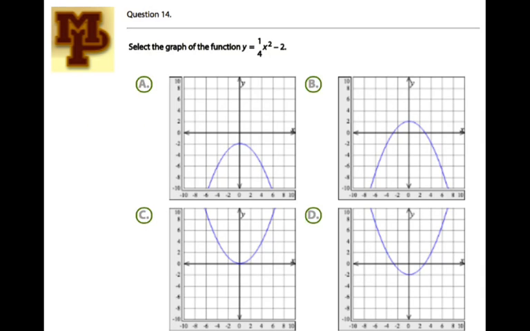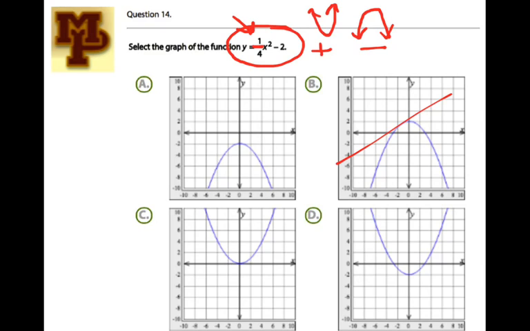Okay, number 14, we want to pick the graph. So this is a parabola shape whenever it's y equals some x squared like that. And then the number that's in front right here, in this case it's a 1/4, if that number is positive, then it opens up. If it's negative, it opens downward. Okay? So this particular one is positive, so we know it's one of these ones that opens upward.